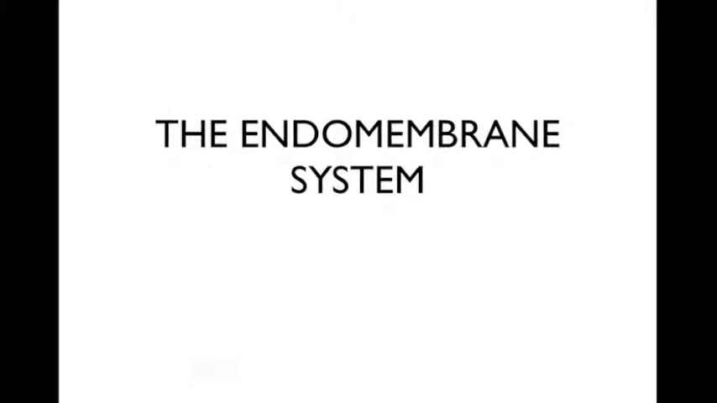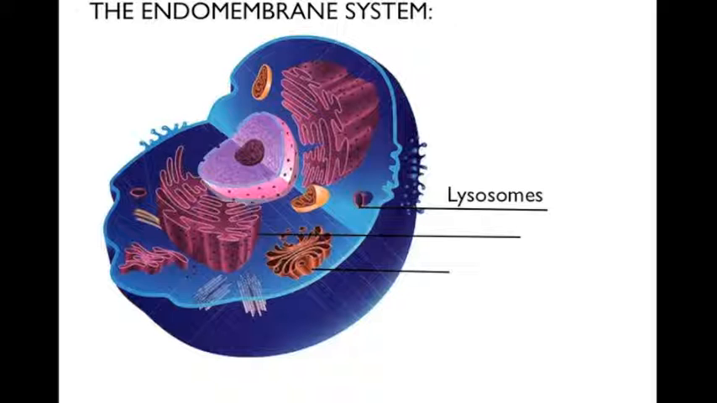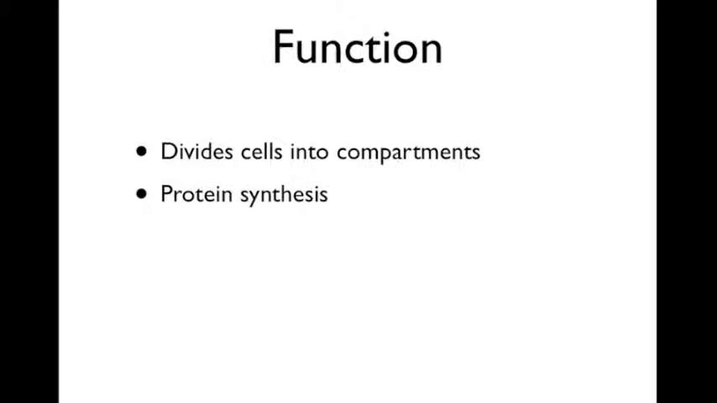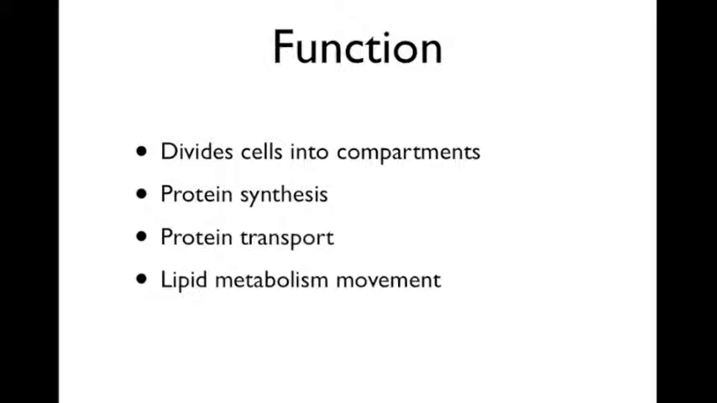The endomembrane system. So the endomembrane system is composed of three parts: lysosomes, the endoplasmic reticulum, and the Golgi body or apparatus. And the function of the endomembrane system is to divide cells into compartments: protein synthesis, protein transport, lipid metabolism and movement, as well as detoxifying poisons.